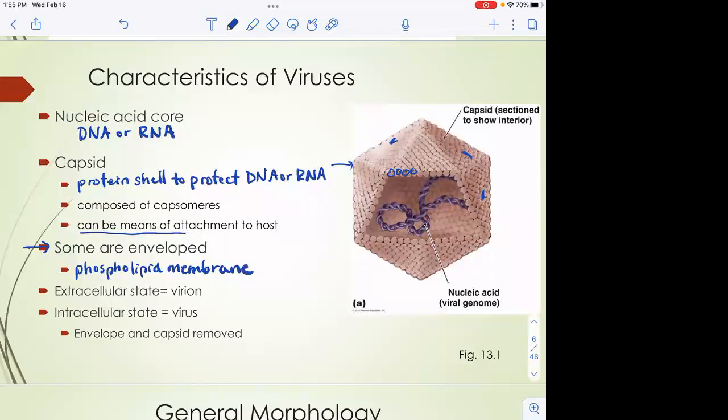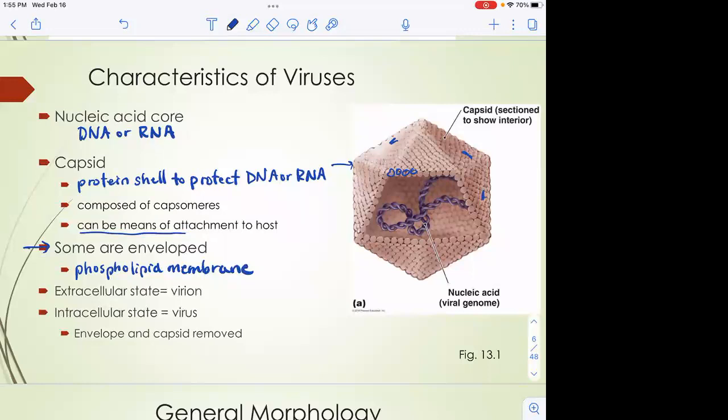Okay, so that makes sense, the composition of it, because viruses are just basically stealing that membrane from the host. It can actually be from the nuclear membrane, more often from the host cell's plasma membrane. Okay, so that's what the composition is going to be.